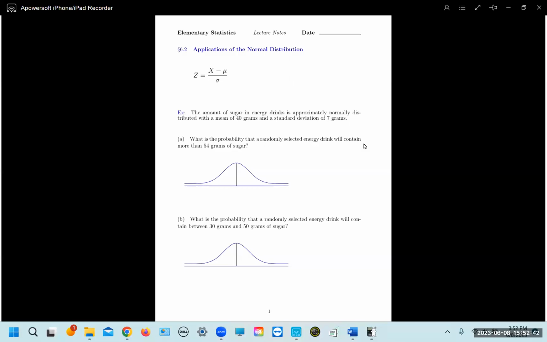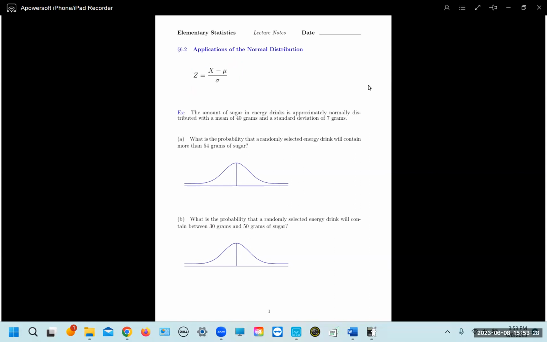Hello, everyone. So right now we go for the 6.2, with application for the normal distributions application. So we use the formula Z equal X minus mu over sigma.